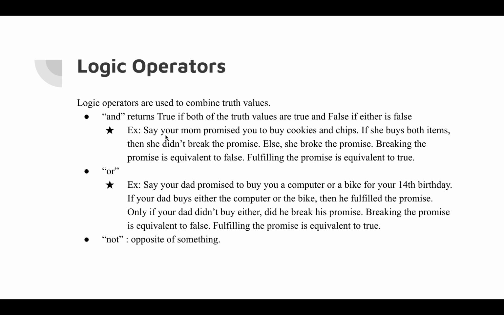For example, say that your mom promised you to buy cookies and chips. If she buys both items, then she didn't break the promise. Otherwise, she broke the promise. Breaking the promise is equivalent to false. Fulfilling the promise is equivalent to true.